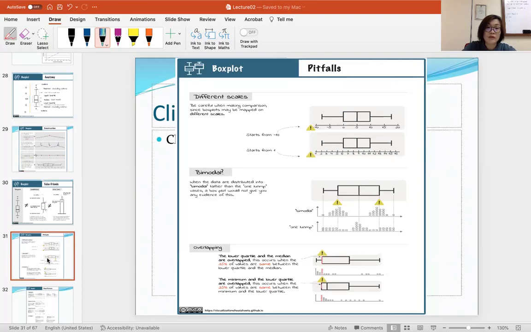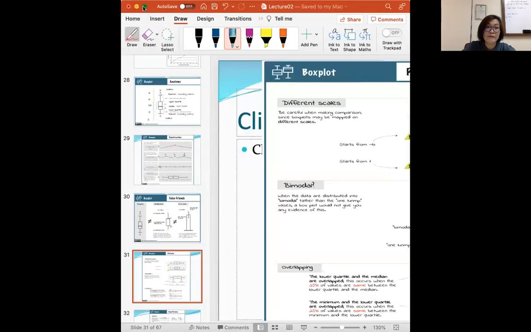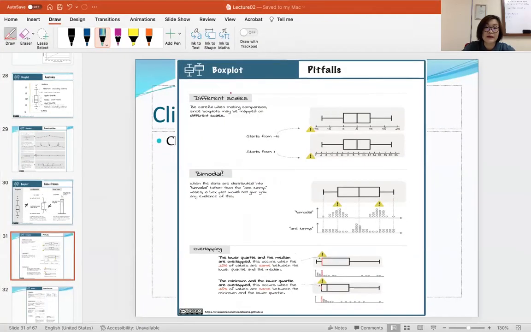But be aware, if you look at the box plot, it is very interesting. Each box plot has a different scale. Okay, you have different scales. So you have to be careful on that one.